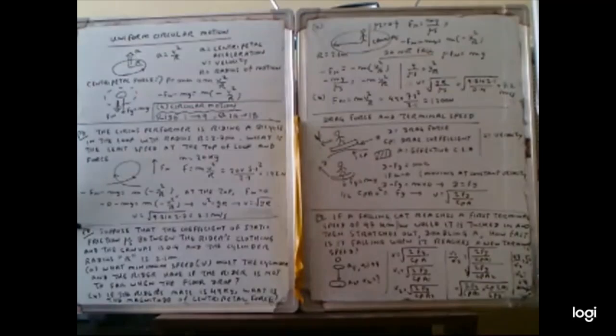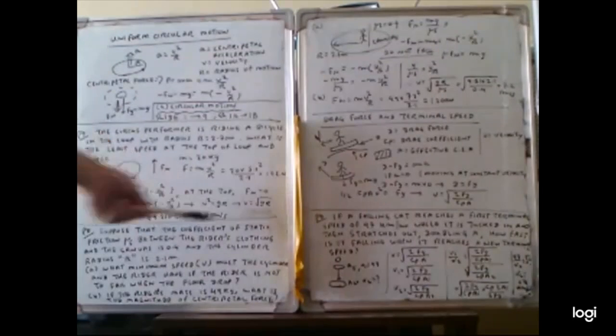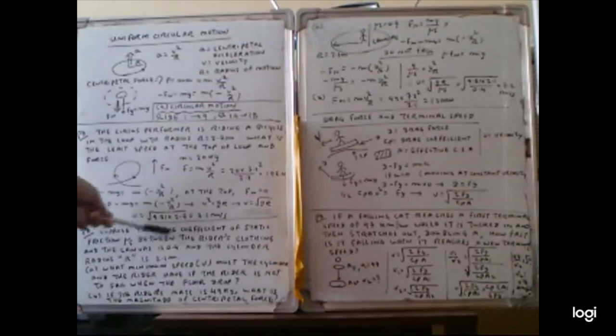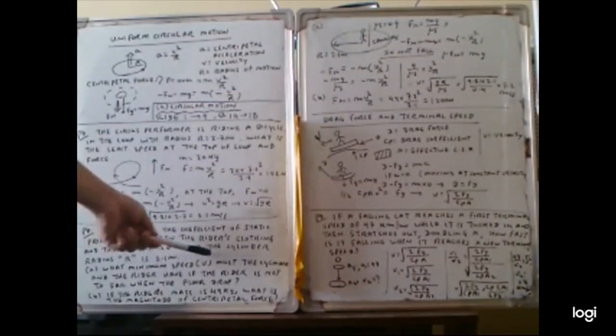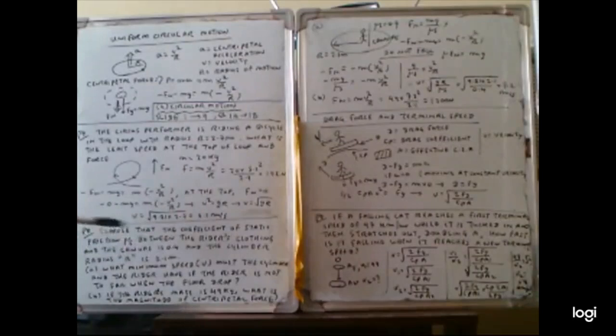The next program: suppose that the coefficient of static friction mu s between the rider's clothing and the wall is 0.4, and the cylinder radius r is 2.1 meter.